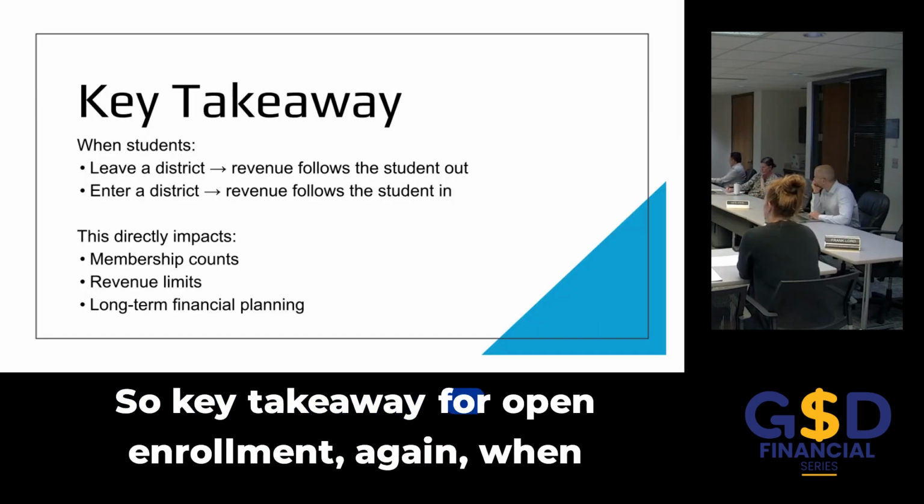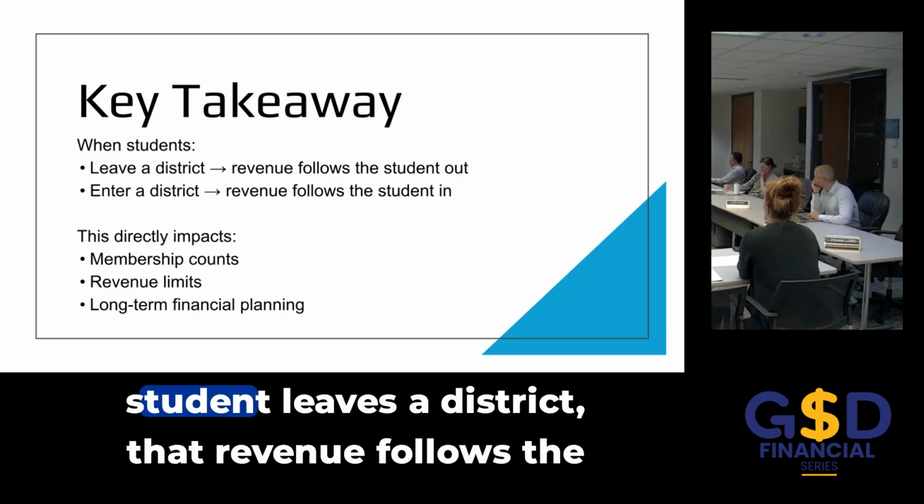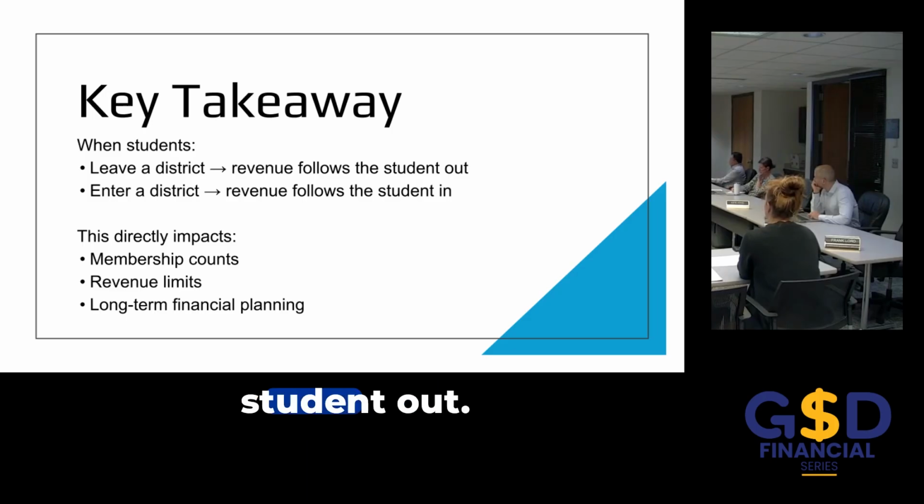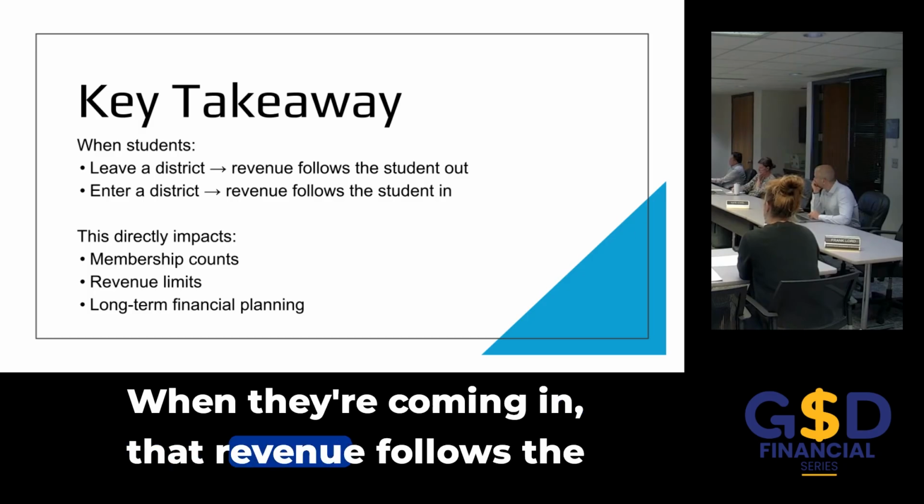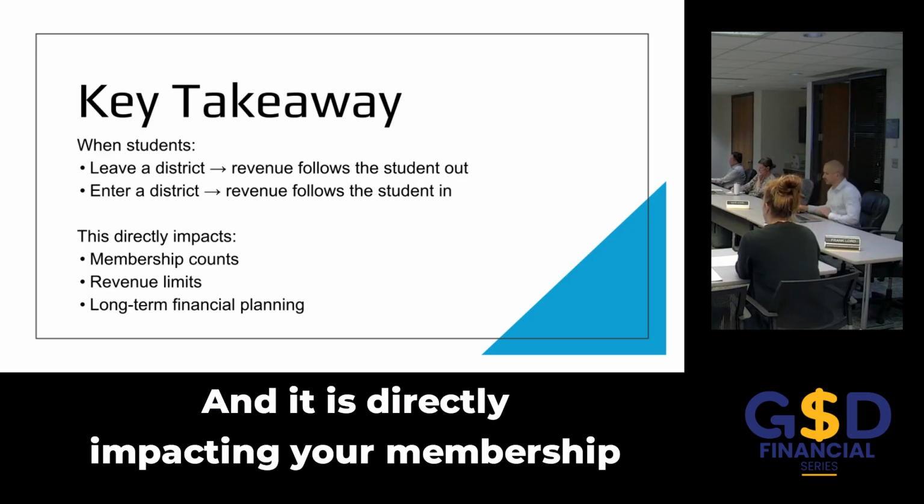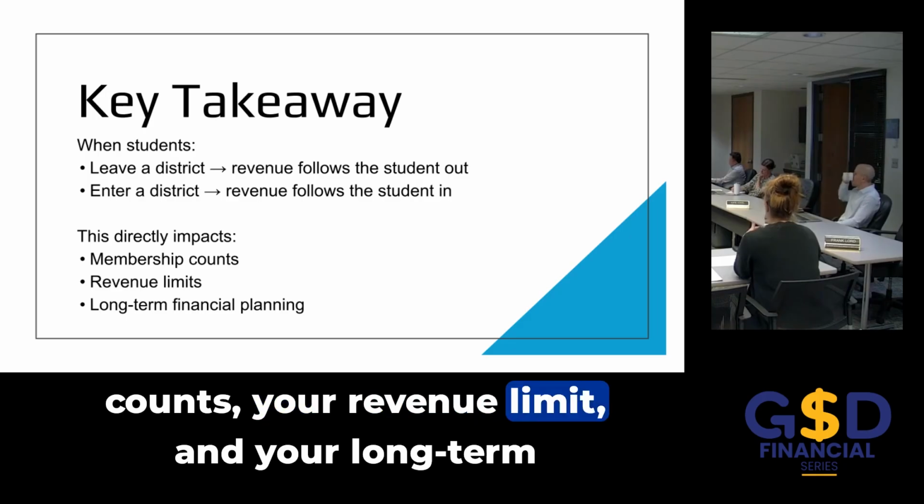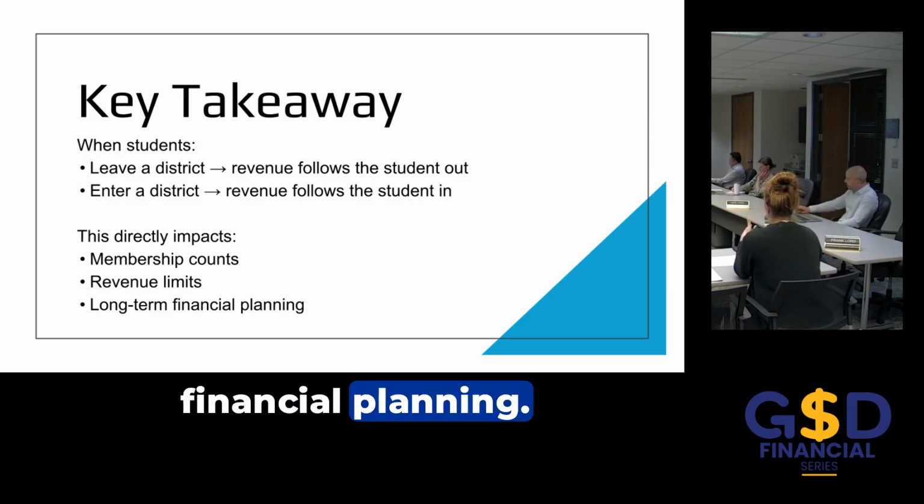So the key takeaway for open enrollment, again: when a student leaves a district, that revenue follows the student out. When they're coming in, that revenue follows the student in. And it is directly impacting your membership counts, your revenue limit, and your long-term financial planning.